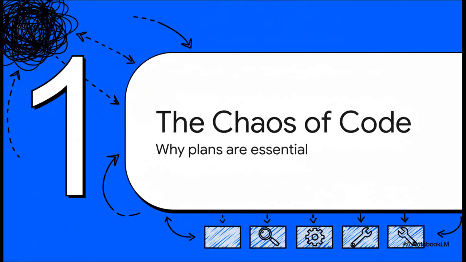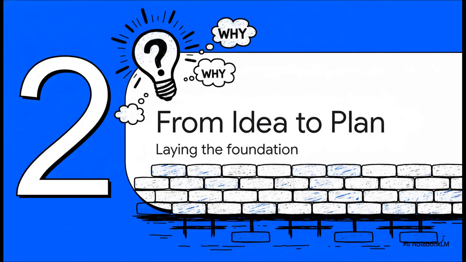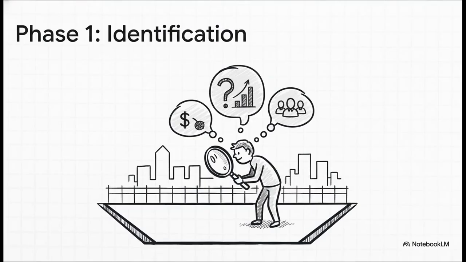So the fundamental problem is really clear. If you just dive in and start coding without a plan, you're going to get chaos. Okay, so how do we bring some order to that chaos? Well, it all starts with laying a really solid foundation. Phase 1 is all about project identification. And just like you'd ask, why do we even need a skyscraper right here? This phase is all about asking those really big questions to identify a genuine business need. Is a brand new software system even the right solution? Or is there a simpler way to solve this problem?